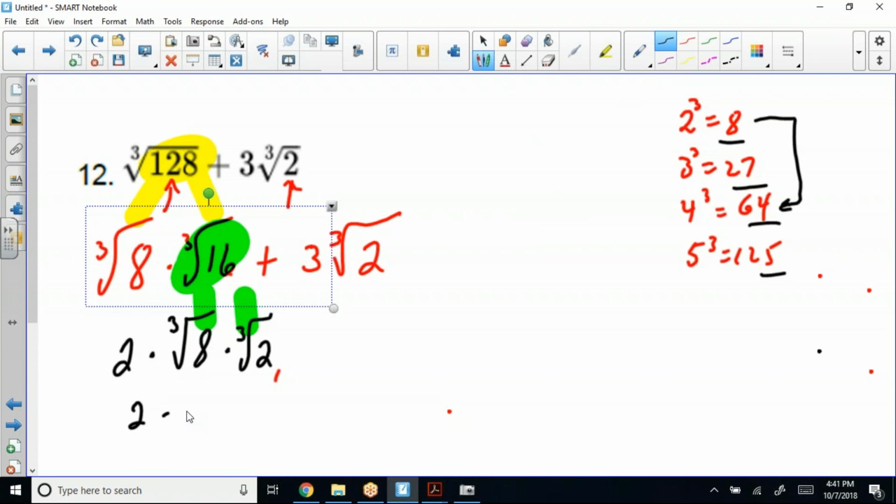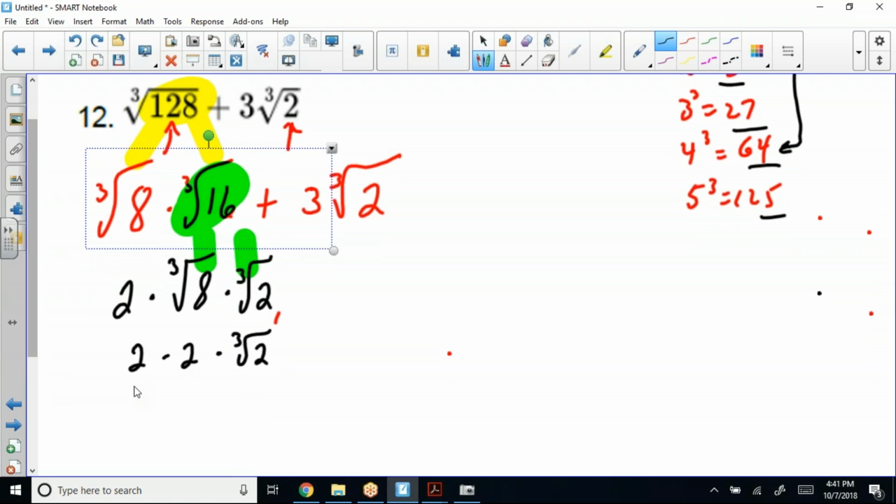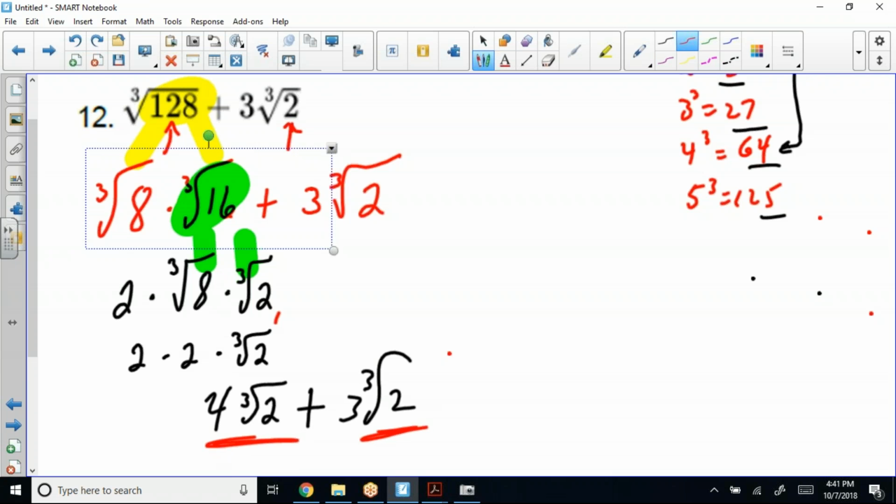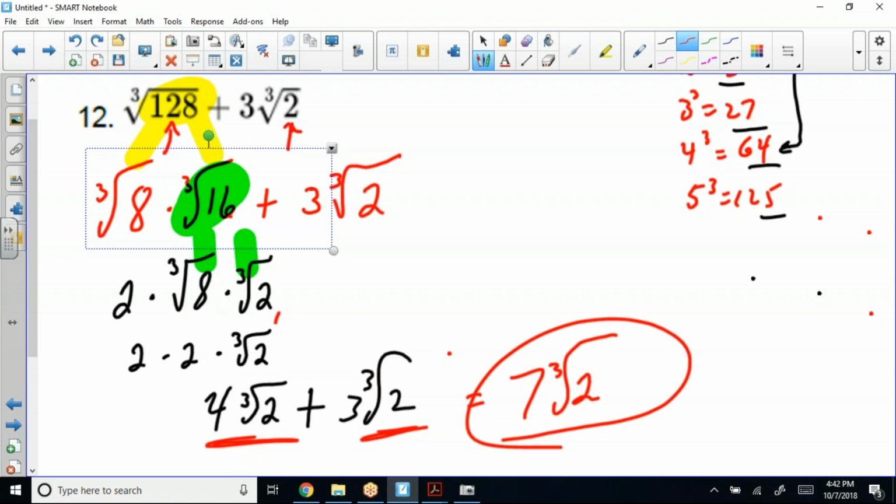So this is 2 times 2 times the cube root of 2, right? We know that 2 times 2 is 4, so we've got 4 times the cube root of 2 plus 3 cube roots of 2. Now, what they're trying to get you to understand is, hey guys, if you have the same radicands, the cube root of 2 and the cube root of 2, then you can add their numbers in front, which act like a coefficient, right? So that would be 7 cube roots of 2. That's what it would simplify down to.